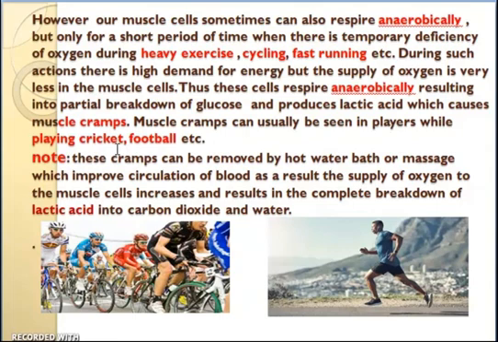And we have also learned that there are two types of respiration: aerobic respiration and anaerobic respiration. The organisms where aerobic respiration takes place are called aerobes, and those organisms which respire in absence of oxygen are called anaerobes.